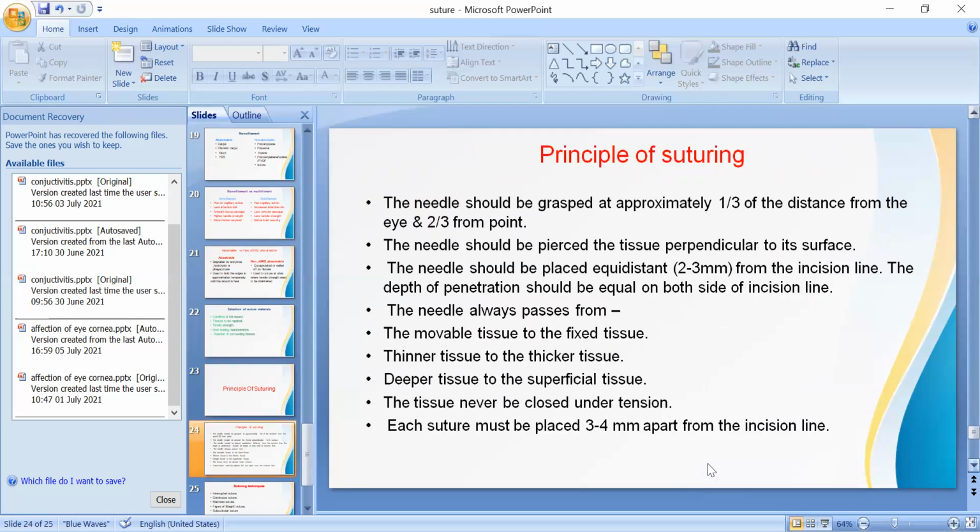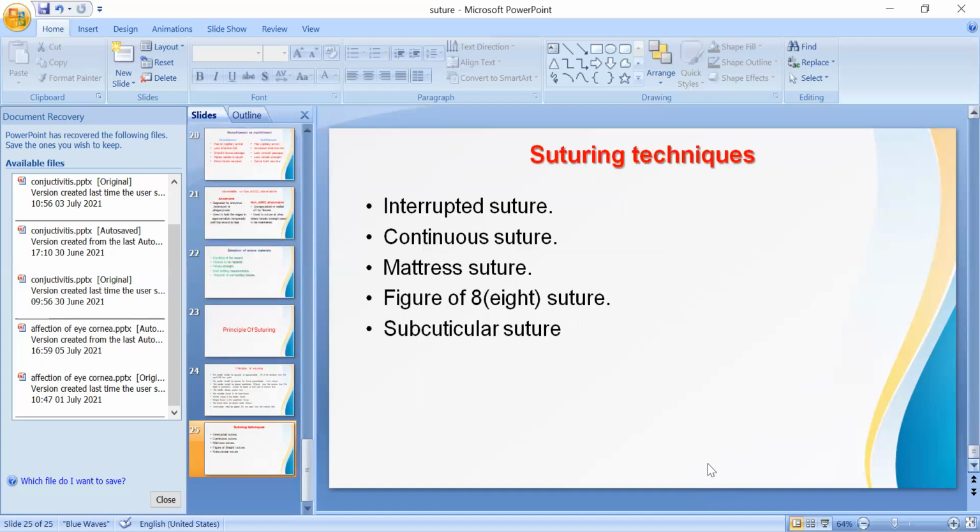Then principles of suturing: the distance between two sutures, and depth of penetration is also important. Then suture technique, different types of suture techniques. So these are about suture and suture materials, and some techniques. In next class, we'll discuss suture patterns.